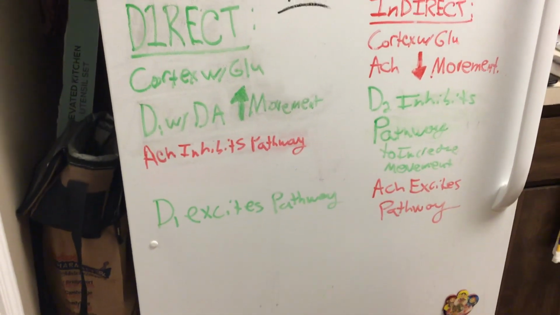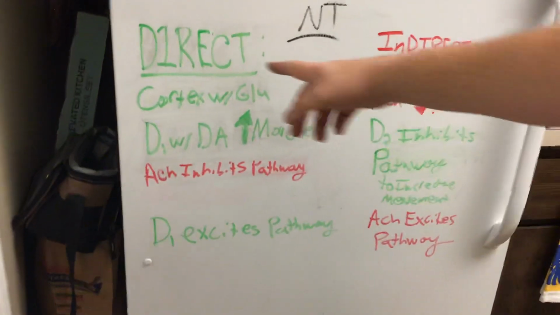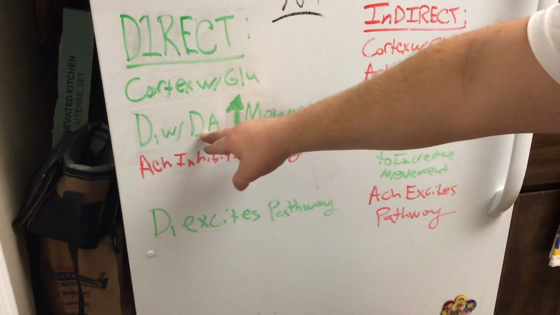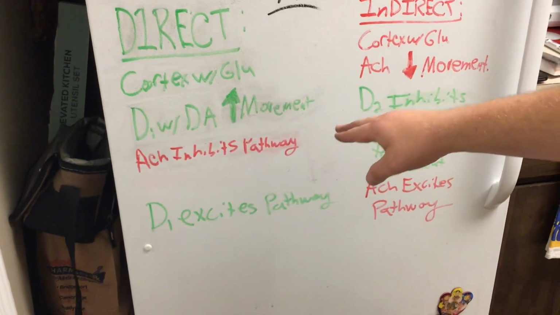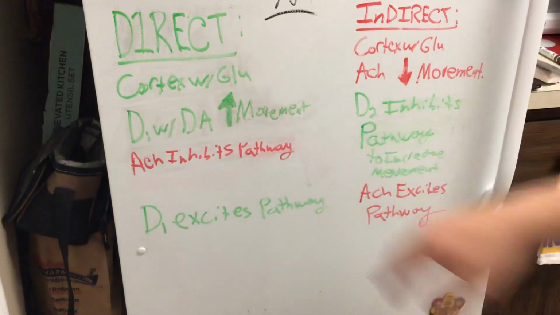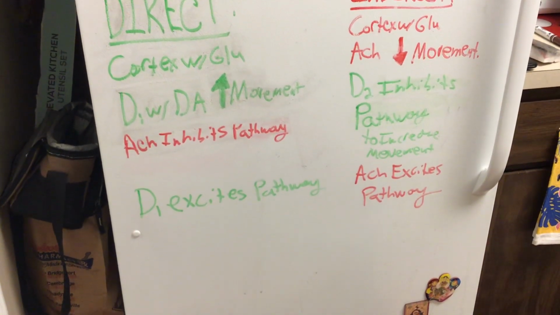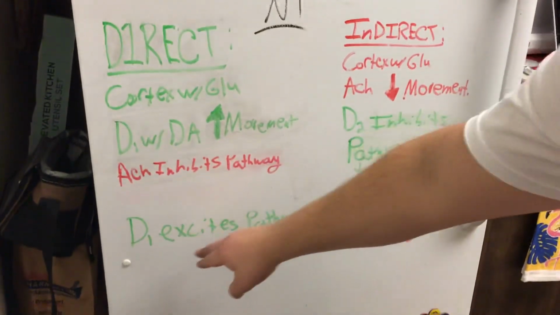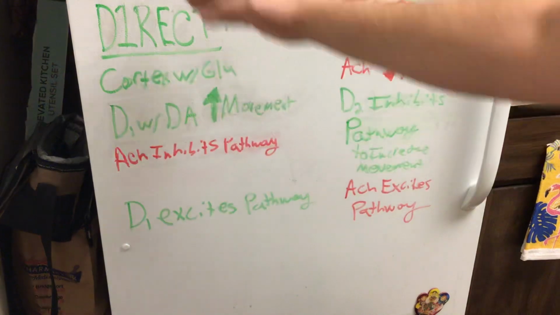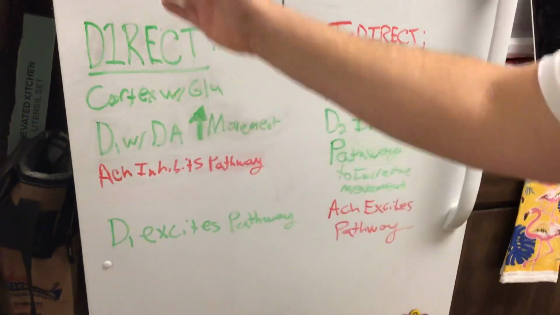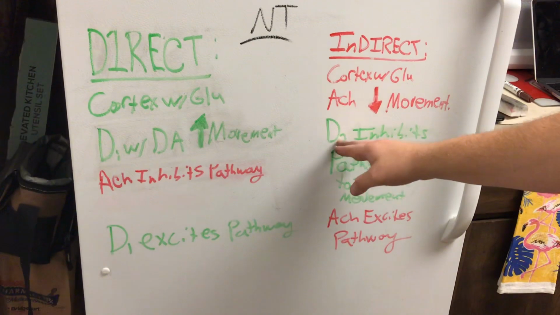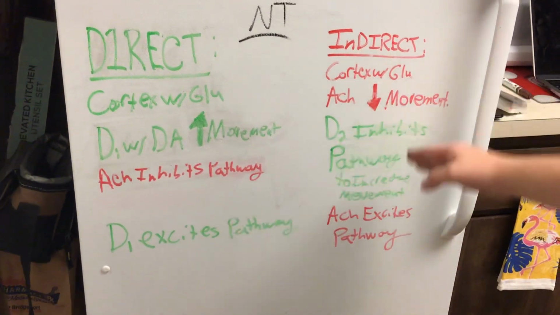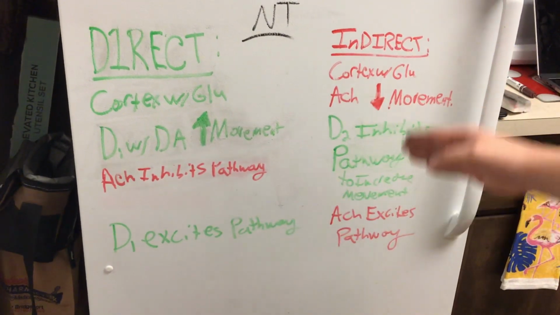Okay? Now, in comparison to the direct pathway, over here, the cortex released glutamate, and along with the D1 receptor with dopamine, increased movement, and acetylcholine inhibited this pathway to decrease movement. And one other big takeaway is the D1 receptor in the direct pathway is excitatory, and it excites this pathway, which is all about movement, exciting movement. That's why it's in green. And the converse, the D2 receptor is inhibitory, and it's inhibiting the indirect pathway, which inhibits movement, therefore increasing movement.